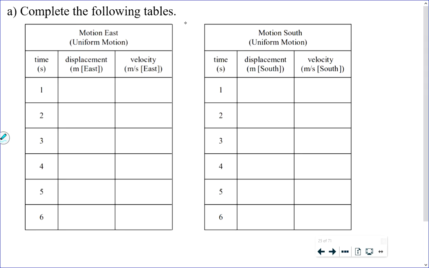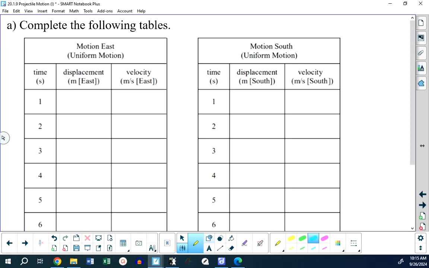Do you know? This is uniform motion. Which column is wrong? The south one. Right. This should say accelerated motion. Actually, we'll do it this way. It should say uniform acceleration.